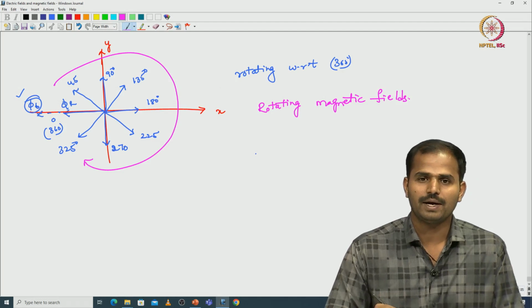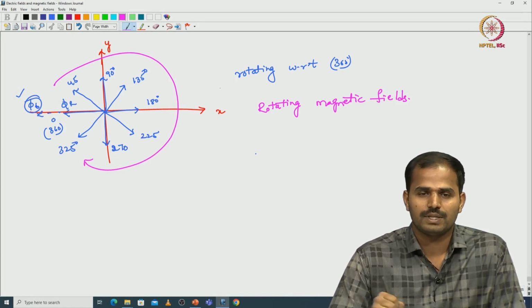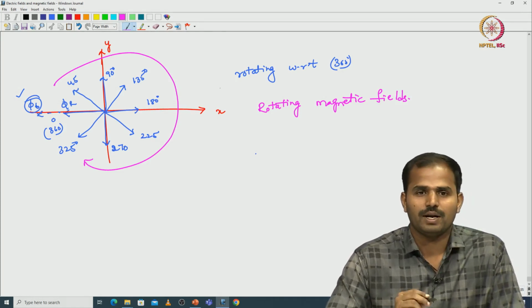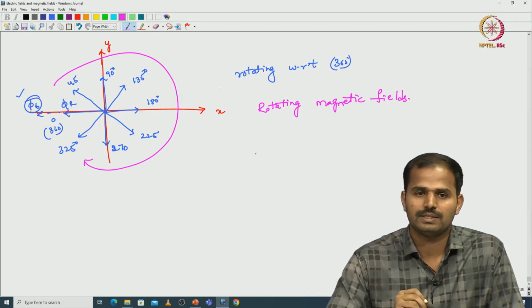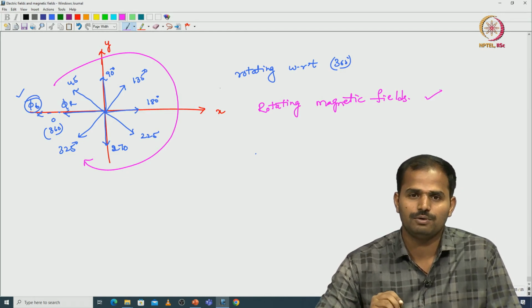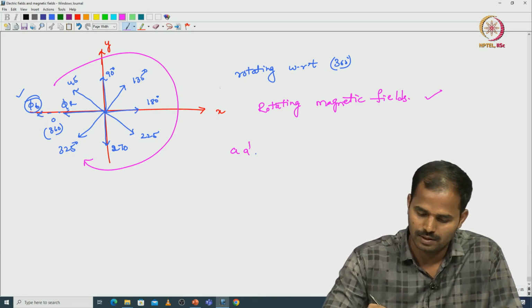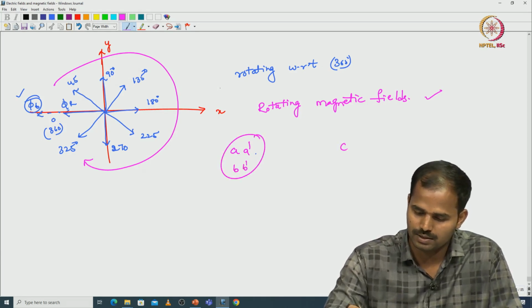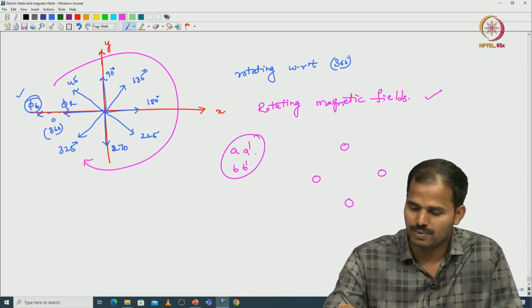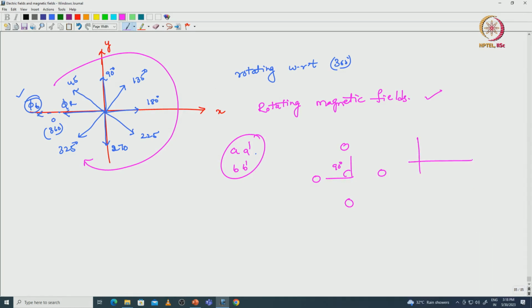Where the rotating magnetic field magnitude is the same and it is rotating with respect to one particular reference symmetrically over 360 degrees. This is with respect to two phase, or two coils, A dash and B dash, where both coils are mechanically displaced by 90 degrees, and electrically also we are giving a 90 degree phase shift.